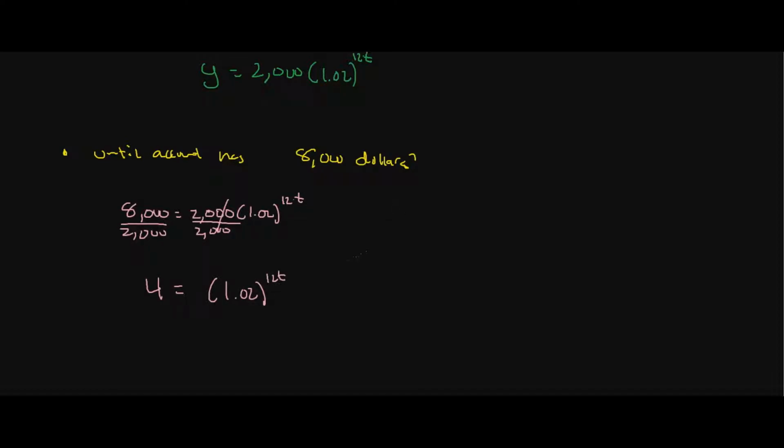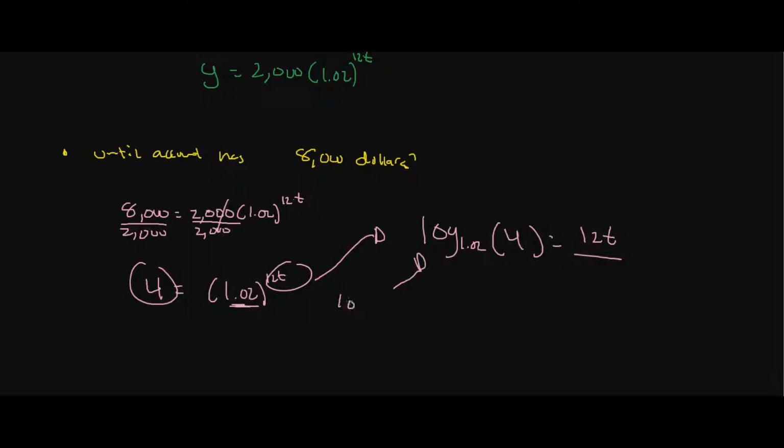Now let's convert this to logarithmic form. We're going to get log base, well, 1.02, that's my base. This is your output, and this is your input. So the output becomes your input, and your input becomes your output. Again, let's use our change of base formula, that little trick, to figure this out. Log of 4 divided by log of 1.02.